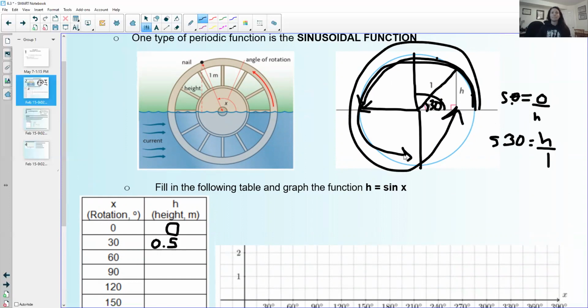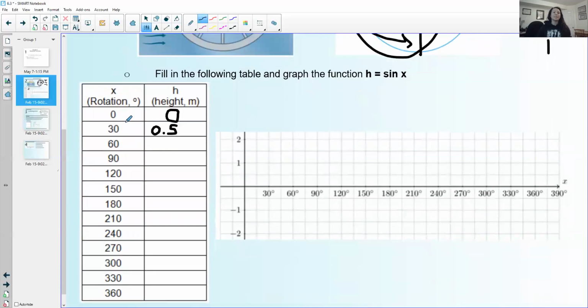So you are going to calculate sine of 0, which is 0, sine of 30, which is 0.5, and sine of 60, which if you plug it in, you should get 0.866.